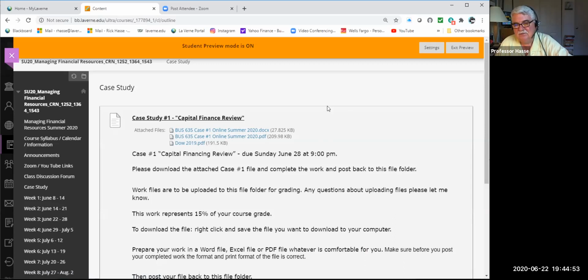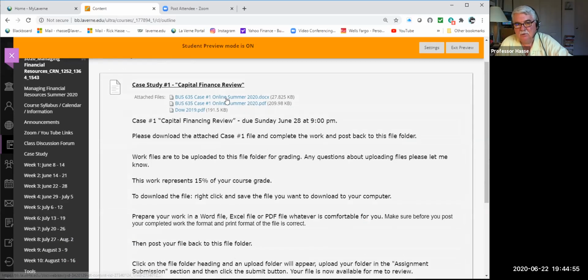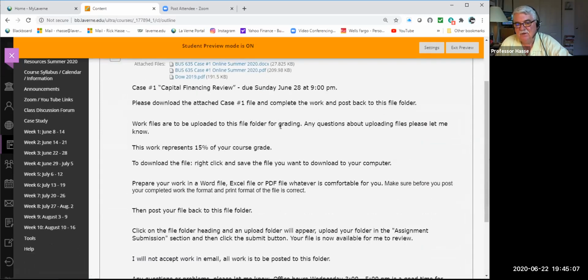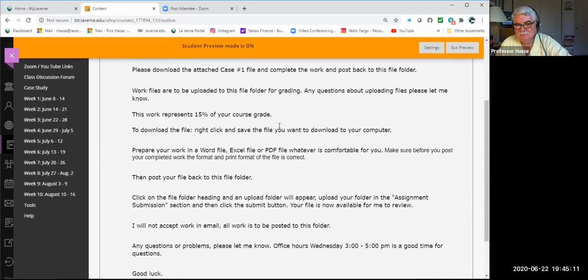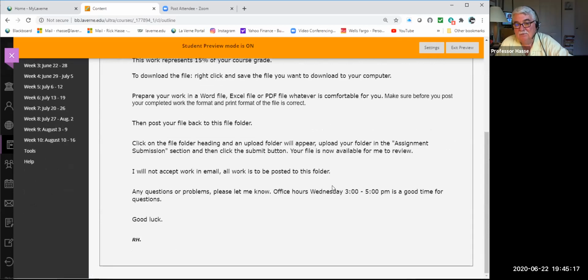Your job in this case is to download these files and write them out, but you can write them in any format you desire. When you're done with those files, you post them back to this file folder by next Sunday night at 9 p.m. June 28th, 9 p.m. they're due. Remember, I have office hours on Wednesday if any of you get freaked out about this.